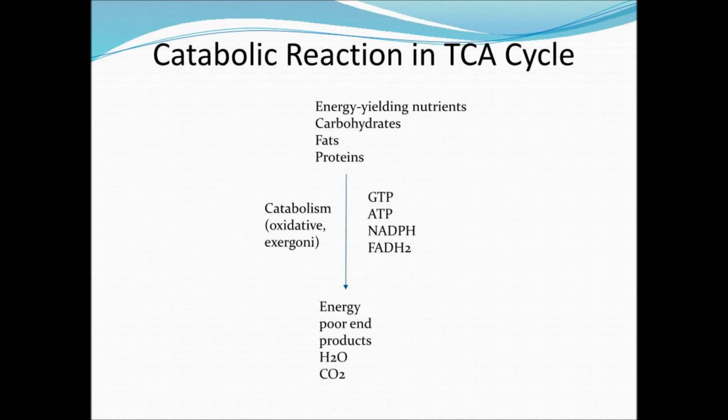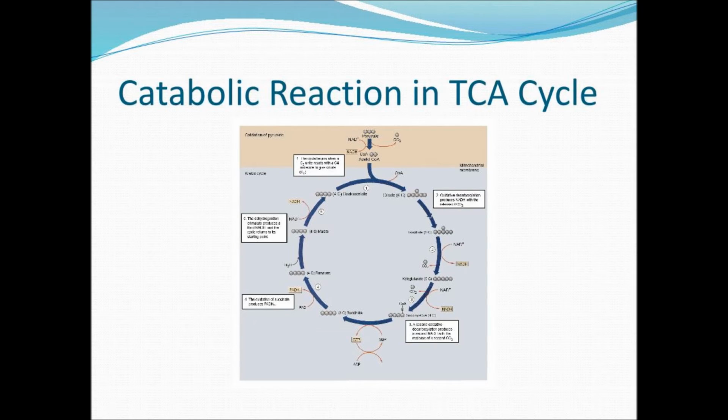In this flow chart, we have energy-yielding nutrients such as carbohydrates, fats, and protein. They undergo catabolism, which releases GTP, ATP, NADH, and FADH2, and produces energy-poor end products, which are H2O and CO2. In this diagram, we refer to the Krebs cycle.